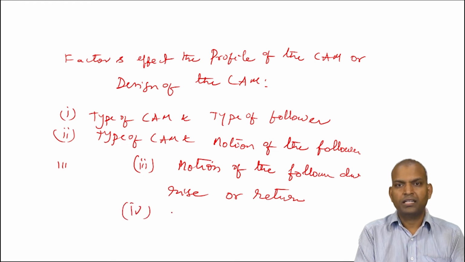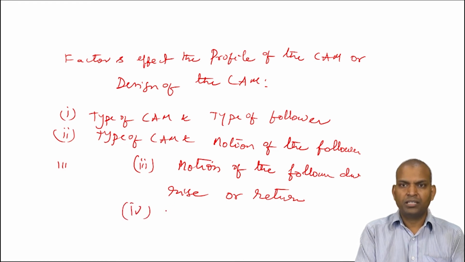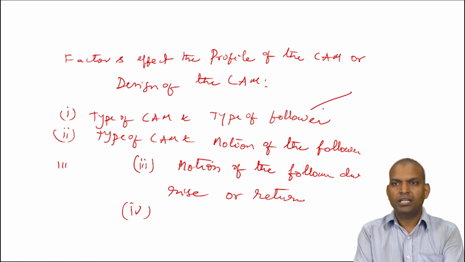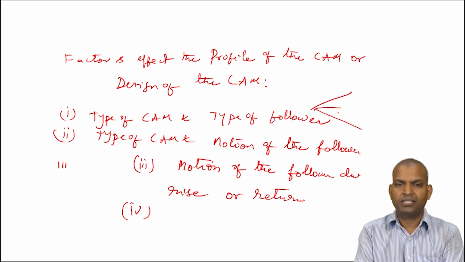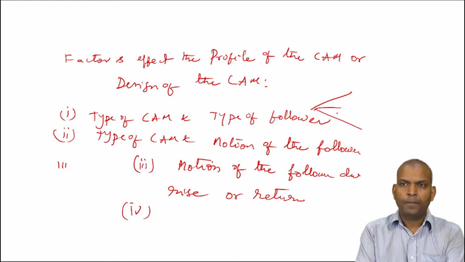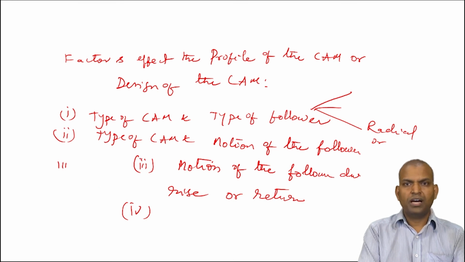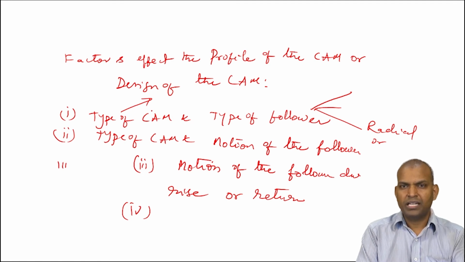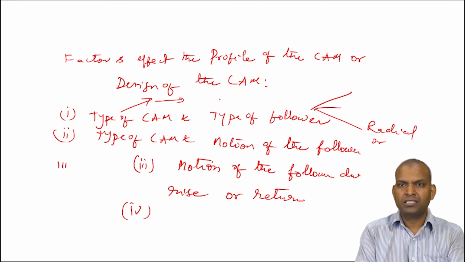Fourth category is the type of follower. Here again there are different types of followers, based on the shape, based on the movement and based on the line of action. The line of action means a radial follower or an offset follower. It's very important. Then there are again types of cams.